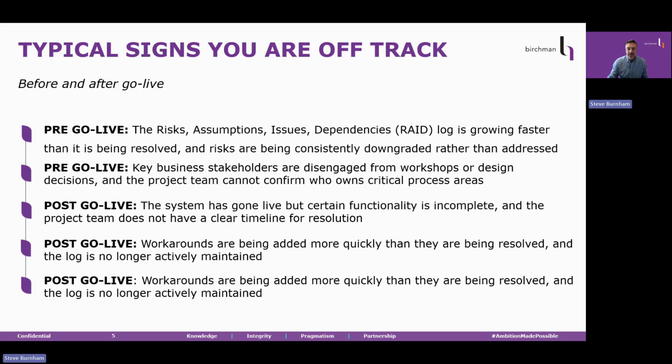One of the first ones that we'll see is incomplete functionality, and there's no clear timeline for the resolution. The gap between what went live and what was promised is visible to the business. What makes this a warning sign rather than a snagging list is the absence of a clear timeline. If the program team cannot say when it will be resolved, it's usually because they do not know how to resolve it. This is a structural problem, not a delivery one.